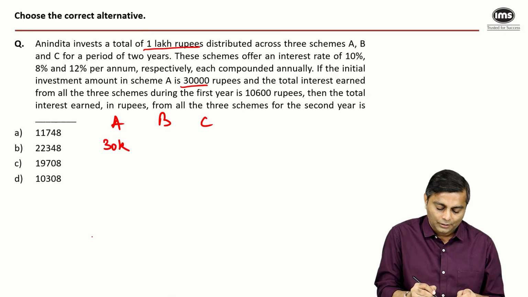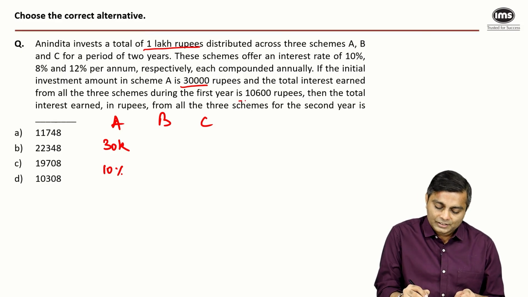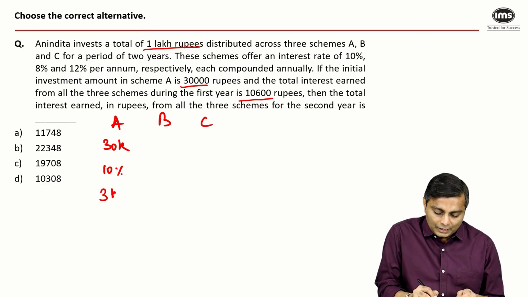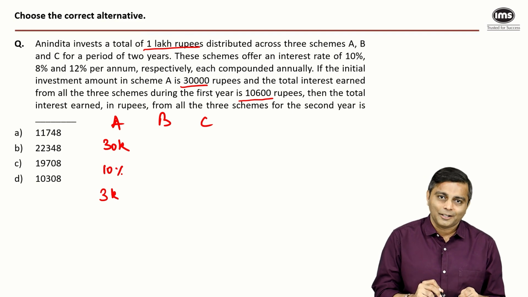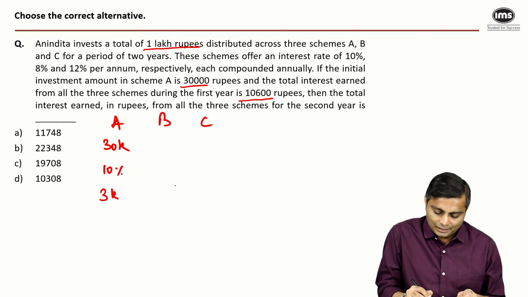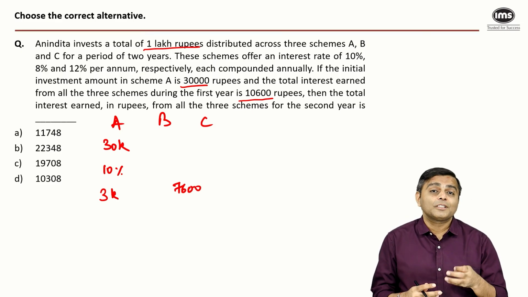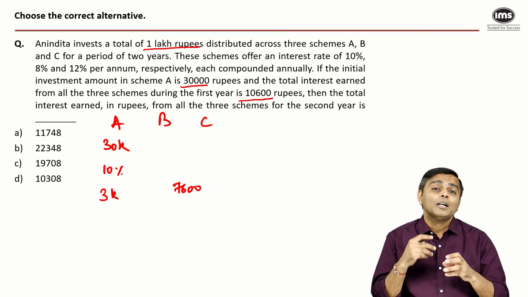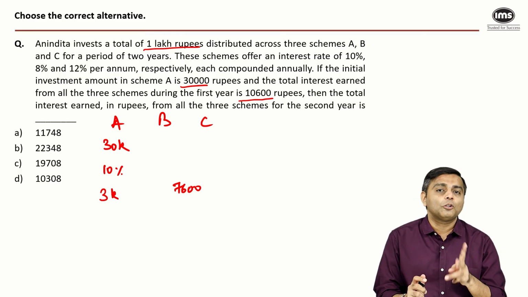So 30k here, and scheme A's rate of interest is 10%. The total interest after 1 year she got, they have said, is 10,600 rupees. Out of that, obviously, 3,000 rupees must be from A. So B and C must have contributed 7,600 rupees, correct? We obviously need to find the ratio of the amount invested. The remaining amount is 70,000. Out of that 70,000, how much has been put in B and C is what we need to find. That we are going to find through alligation.